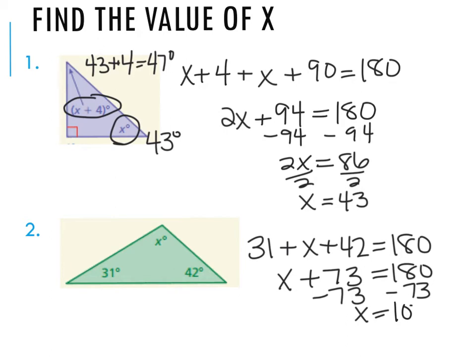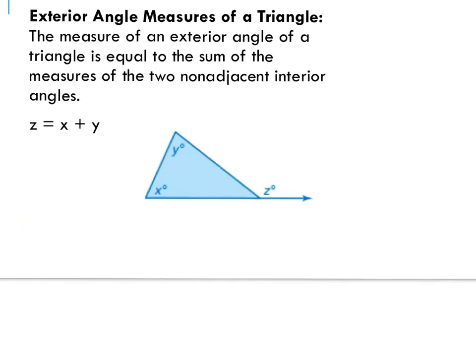And I get x equals 107 degrees. Now, exterior angle measures of a triangle. The measure of an exterior angle of a triangle is equal to the sum of the measures of the two non-adjacent interior angles. So let's break down some of these words here because there's a lot going on here.